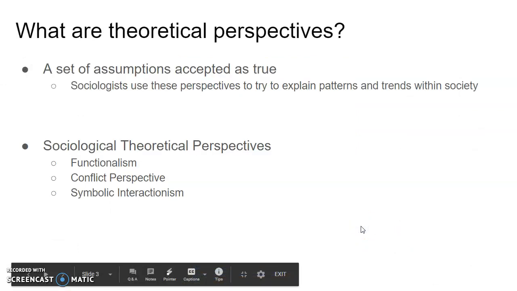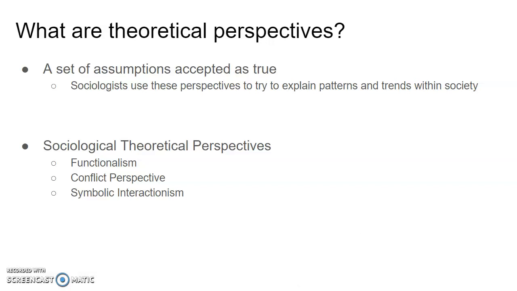So in sociology, there are three main theoretical perspectives, and a theoretical perspective is a set of assumptions accepted as true. So sociologists use these perspectives to try to explain patterns and trends within society. So they're going to look at a particular issue or particular pattern within society and try to explain why that is. They're going to say, well, poverty exists because this is what's going on, or this social change occurred because this other issue is kind of behind the scenes. And so we're going to talk about those three theoretical perspectives today.